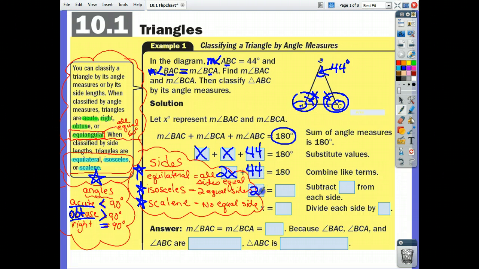Subtract 44, what does 2x equal? Class, what does it equal? 136. 136 divided by 2. 68. So x equals 68. What does that mean? 68 what? Degrees. Yes. Calculator's out. Does that add up? 68 plus 68 plus 44. Does that equal 180?